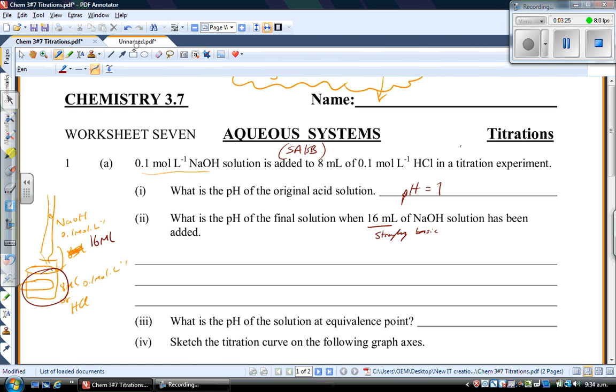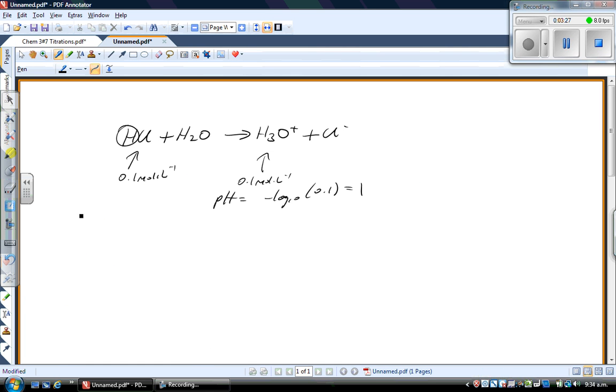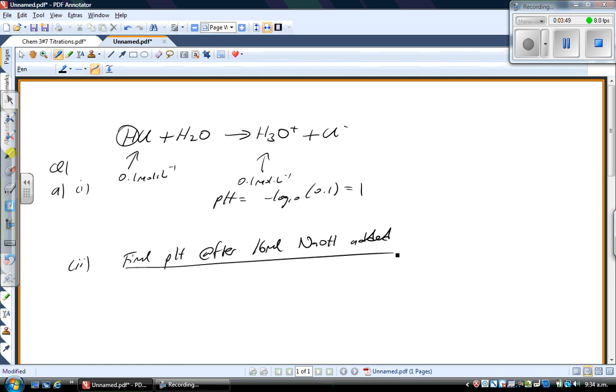So if I go back to my rough work page here, the second question then, so this is question 1a, and that was part 1. Part 2 is asking us for the final pH after 16 mL of sodium hydroxide added. So the key to this question is to consider the dilution factor which is taking place.